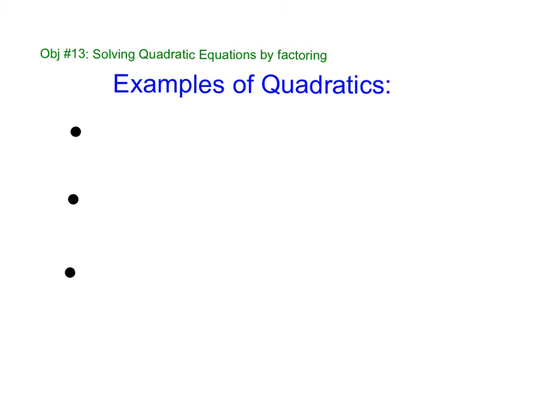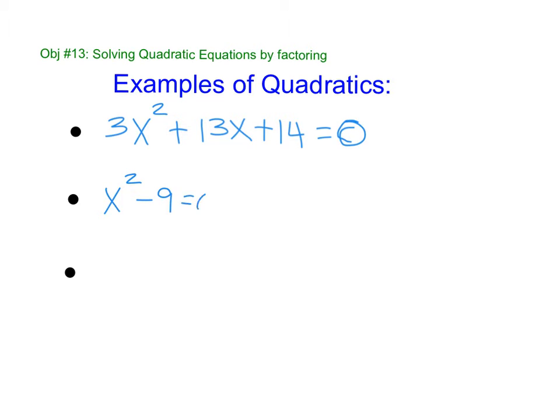Okay, so examples. So in our do now, right, we had 3x squared plus 13x plus 14. But because when it's a quadratic, we set it equal to 0. It's no longer an expression. All the problems we've been doing are expressions. A quadratic is an equation, right? And then we could have something like x squared minus 9 equals 0. It's another example. So in that case, the b term, the middle term, is gone. B is 0.